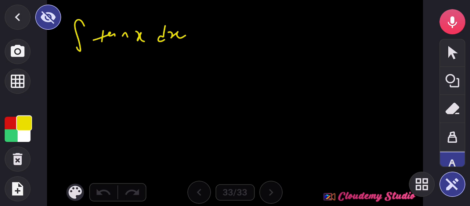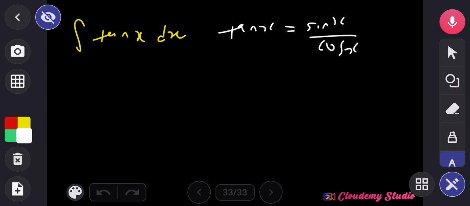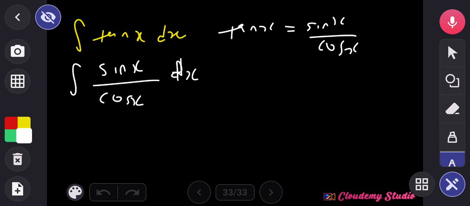Remember that according to trigonometry, tan x equals sin x divided by cos x. Which means that it is the same thing as the integral of sin x divided by cos x dx. Now, if you differentiate your cos x in this case, what are you going to have?